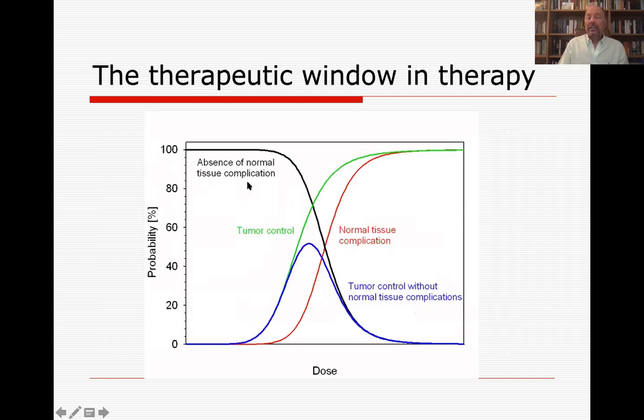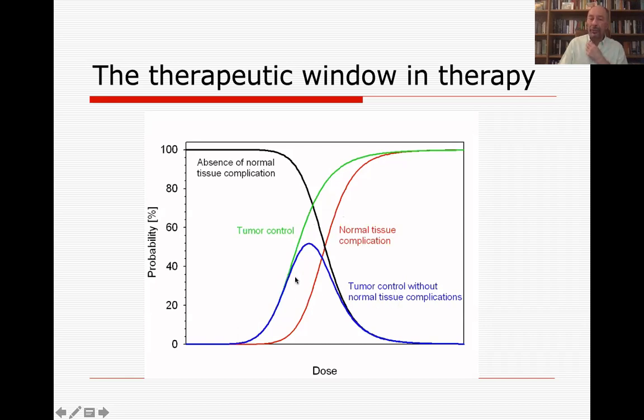In fact, this is how it looks. You see the TCPs in green, the NTCPs in red. You see that eventually at very high dose, both go to 100%. The absence of normal tissue complication is in black. This is the 1 minus NTCP here. And this is tumor control without normal tissue complication.